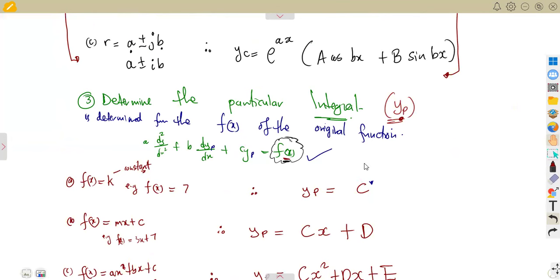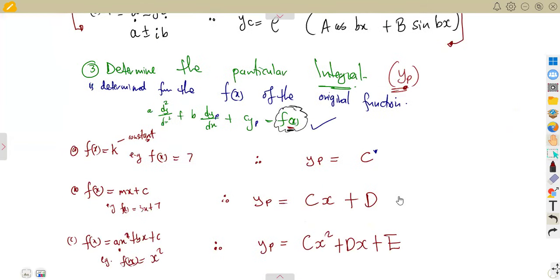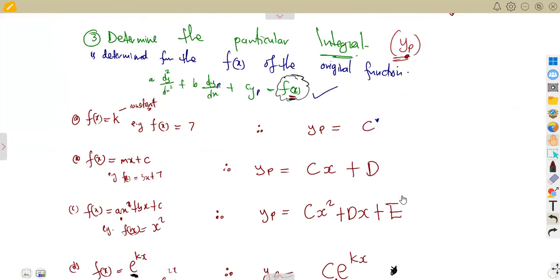From the f of x of the original function. It is from the original function. So I say that you have to consider that. How is our f of x given? It determines how the particular integral is going to be given. So let's check.